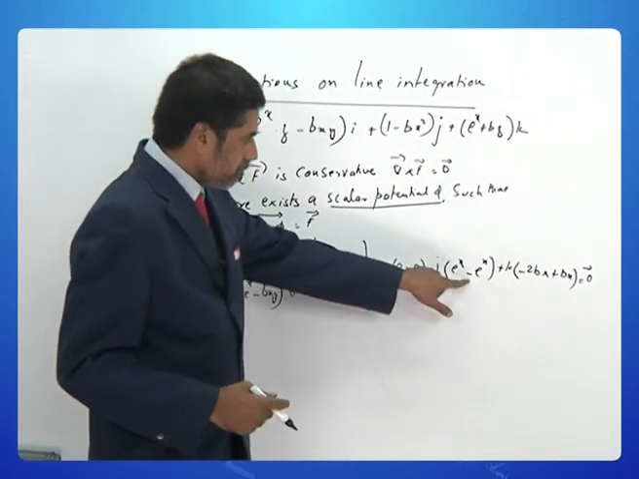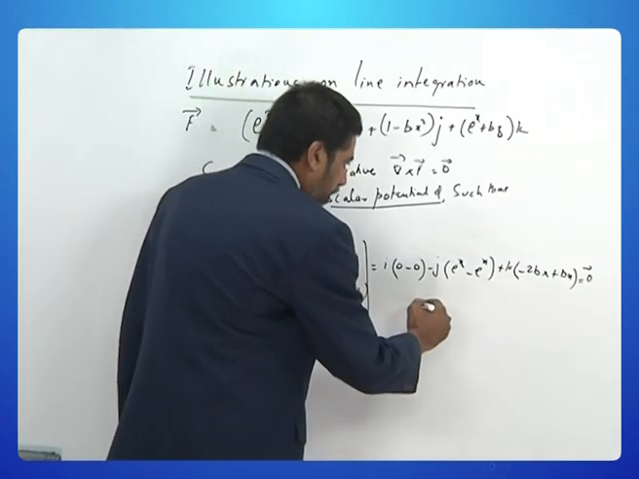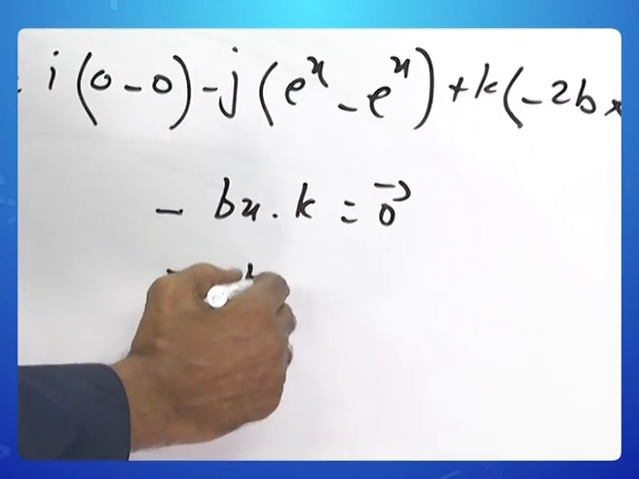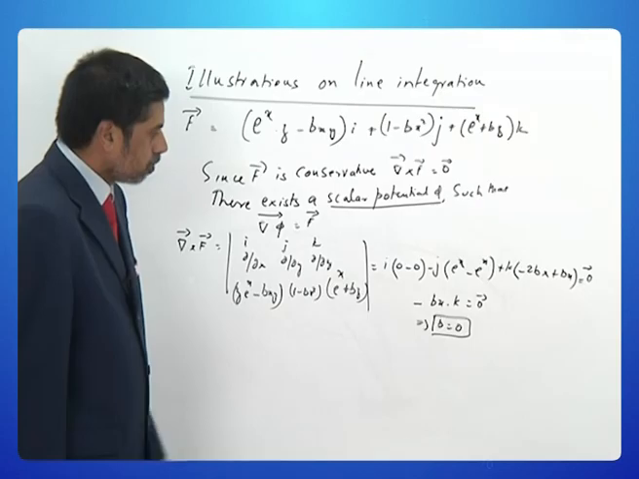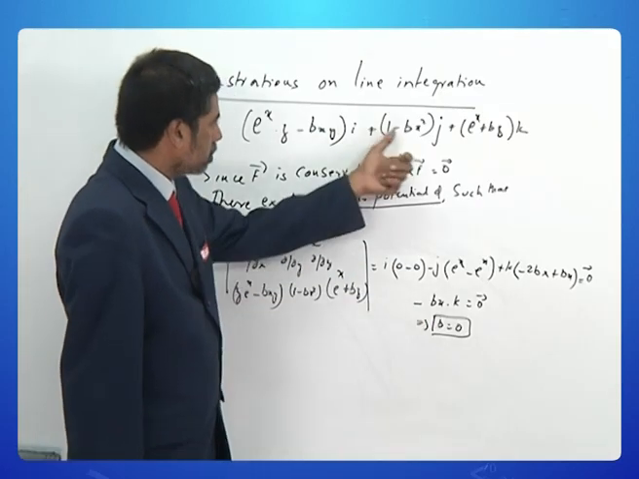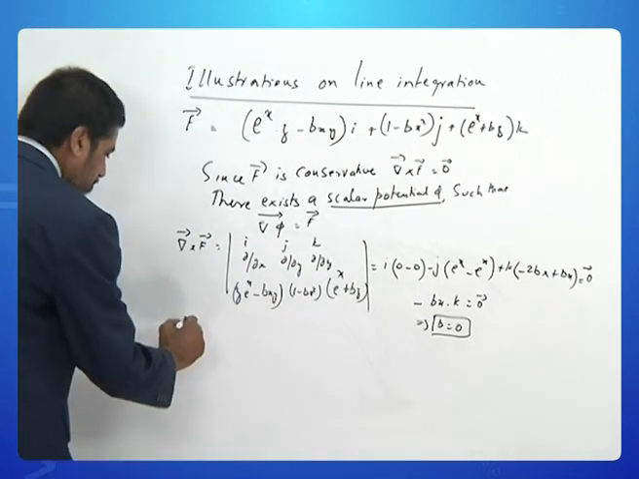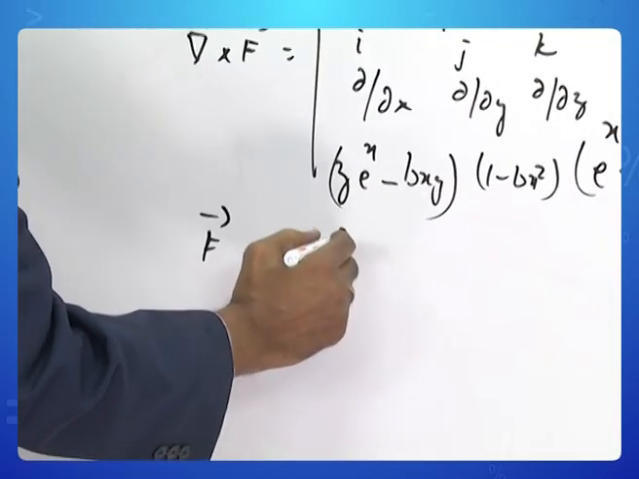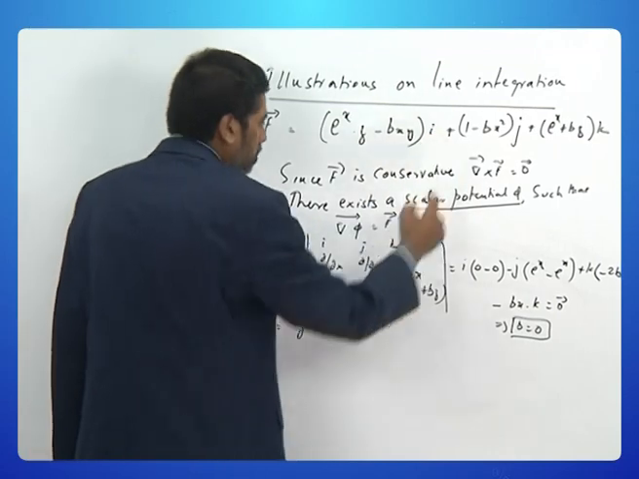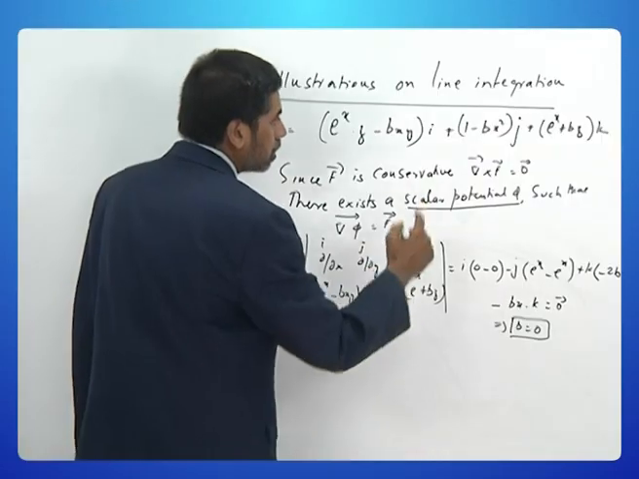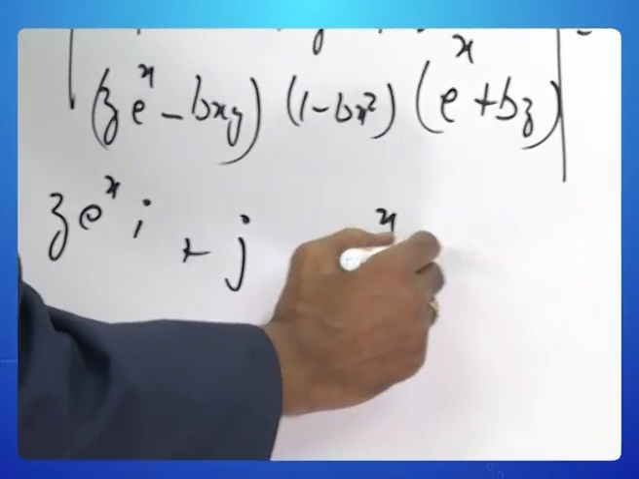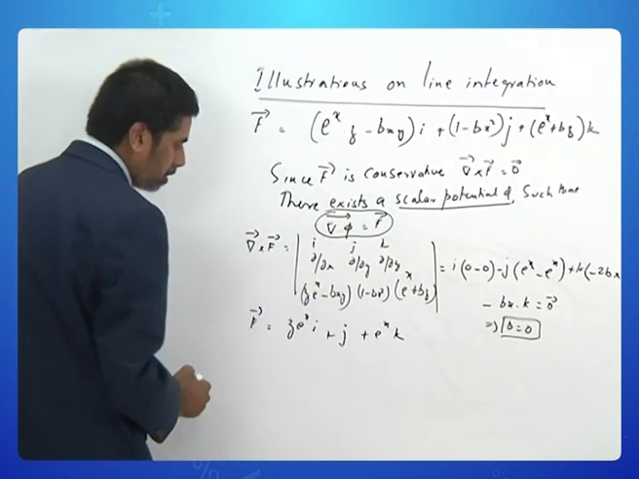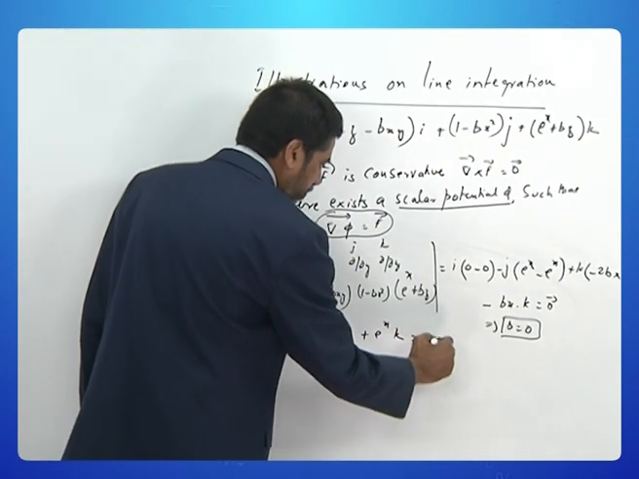So these are natural zeros, and we get from here minus bx k is equal to 0. This would imply b is equal to 0. So what we now do is insert this b is equal to 0 into the field and write f is equal to, when b is 0, you get z e^x i plus j plus e^x k, and according to this requirement, this field should be equal to del phi.